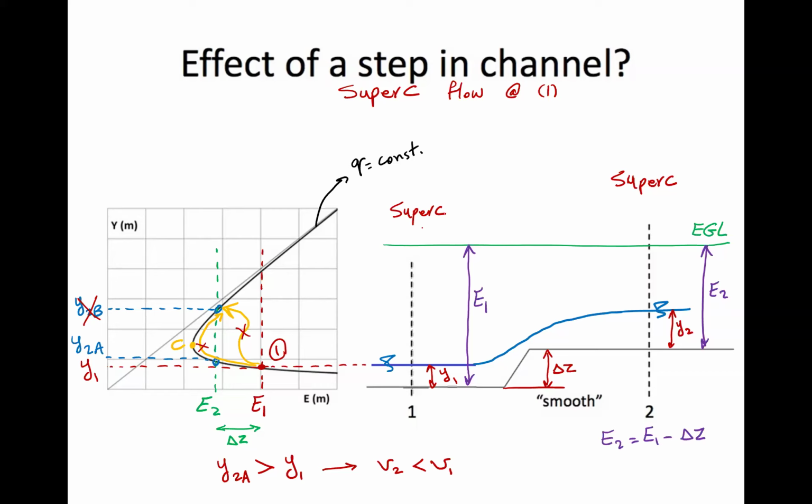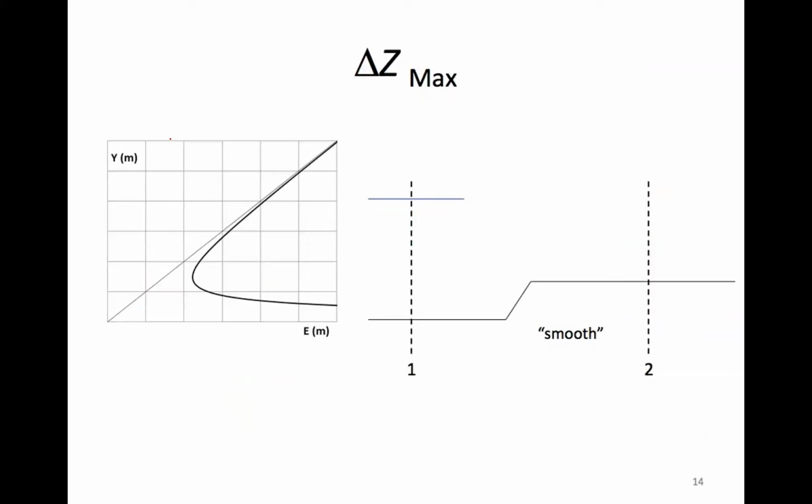Okay, so far we looked at relatively small steps. So delta Z is relatively small. What does it mean, and what are the other cases? What are the other scenarios? So let's look at that case. The same story, we have delta Z, that's the height of the step.